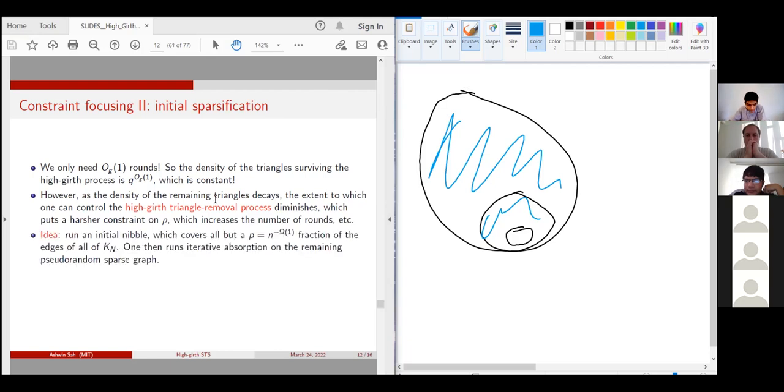So the idea is, at the beginning of time, we run the high-girth nibble for some fraction of time until we are left with around an n to the 0.0001 fraction of edges, some p fraction of edges left over. And now we have some quasi-random graph to work within. And then we run this high-girth iterative absorption on this remaining quasi-random sparse graph, where there's a q fraction of triangles left over. And when you do it in this way, as I mentioned, any further steps, since we're in this p-sparse graph, are not going to supremely focus threats.